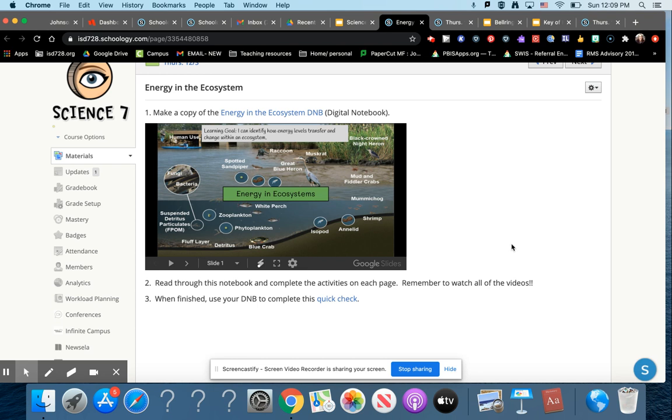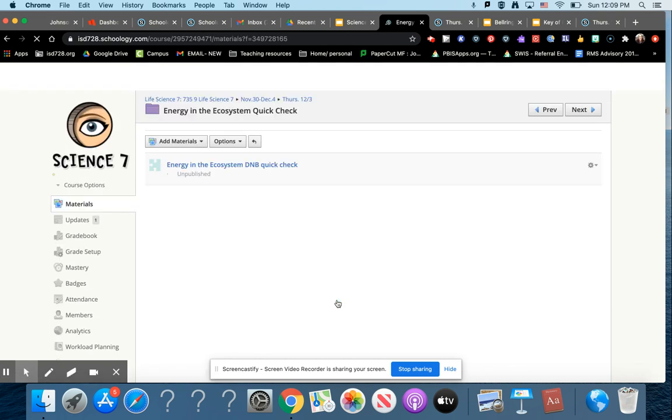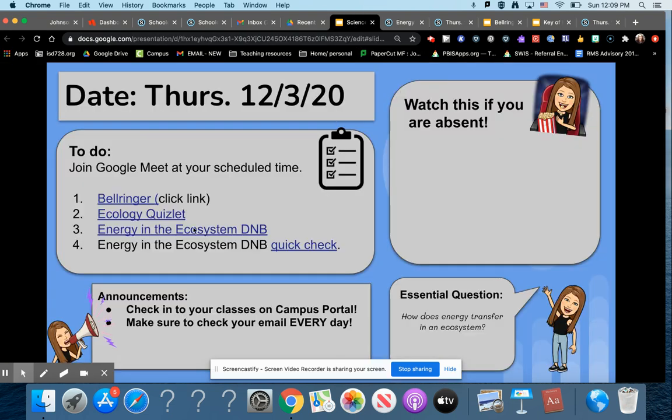You will need to complete the whole thing today. And then when you're finished, you're going to click on the quick check, and it will bring you to the quick check, and you will complete that. This is going to involve basically just copying and pasting or screenshots right from your digital notebook. So make sure you keep that open. All right. So those are going to be your tasks for today. Make sure you get those finished because tomorrow you're going to be doing your own food web.